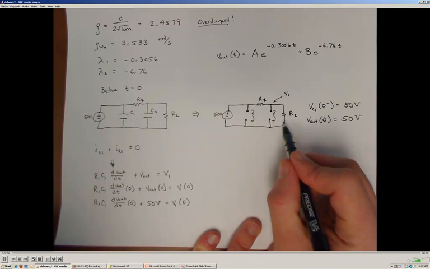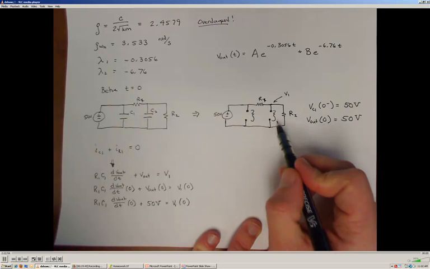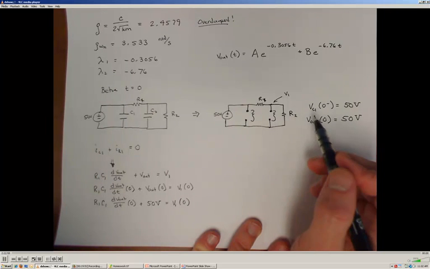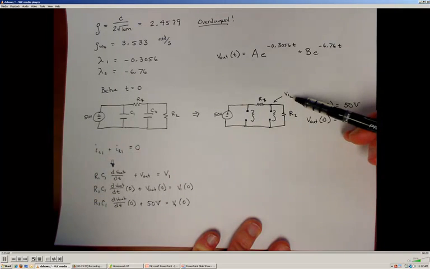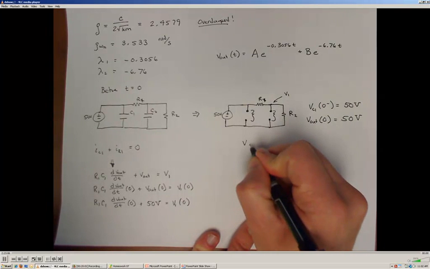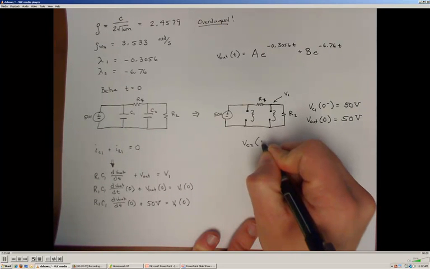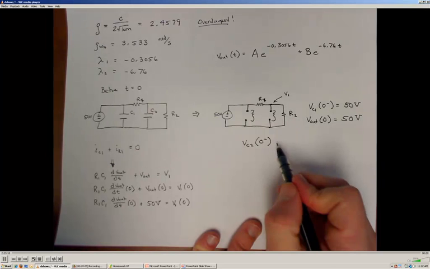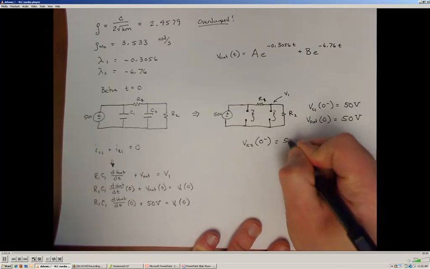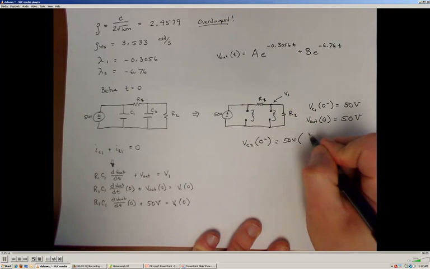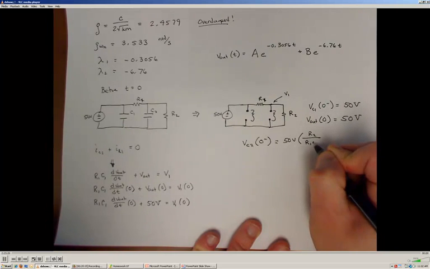switch is opened. And because of the properties of capacitors, we know that the potential across that capacitor can't change instantly. So as soon as the switch is open, we're going to have that same potential across it. So just before the switch opens, the potential across this capacitor will be 50 volts times the value of R2 over R1 plus R2.